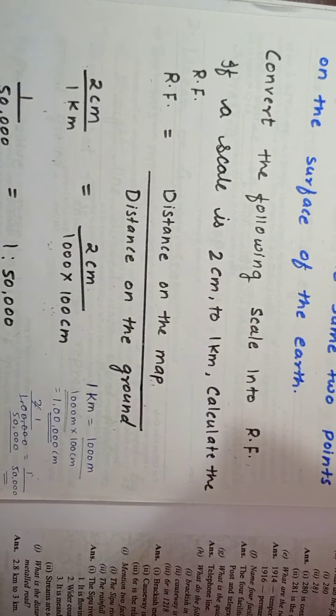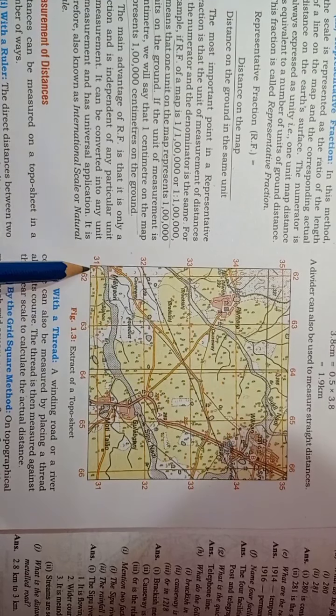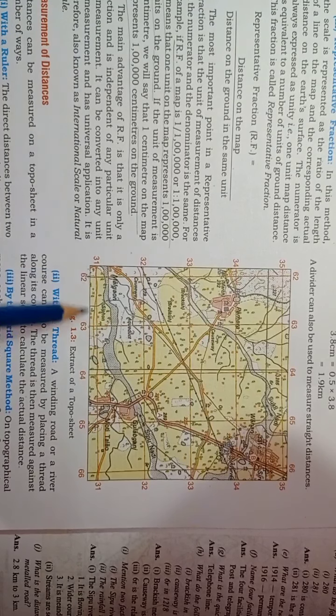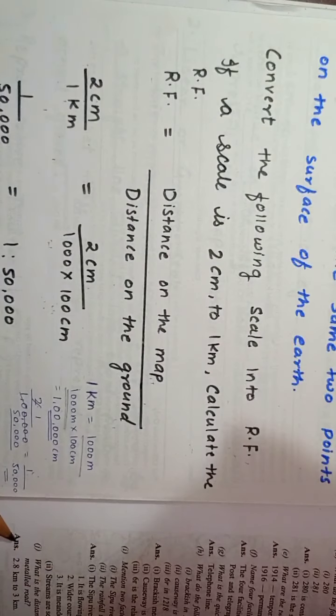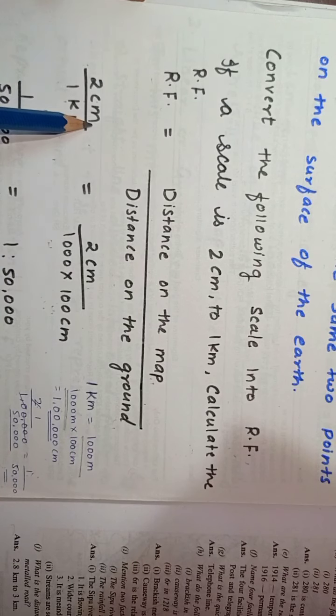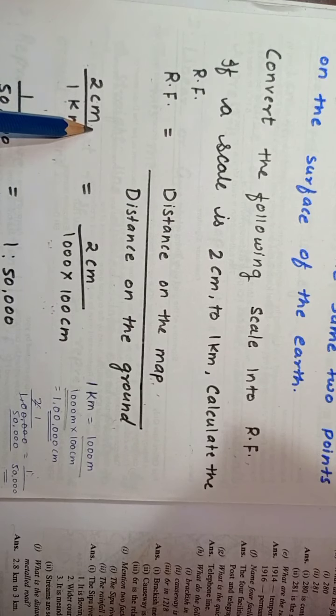Now see, my dear students, these blocks that I am showing you are of 2 centimeters on the map. See, here is one red line and here also one red line, and this is 2 centimeters. So we are taking the distance on the map as 2 centimeters, and that denotes 1 kilometer on the ground. So we have 2 centimeters upon 1 kilometer.